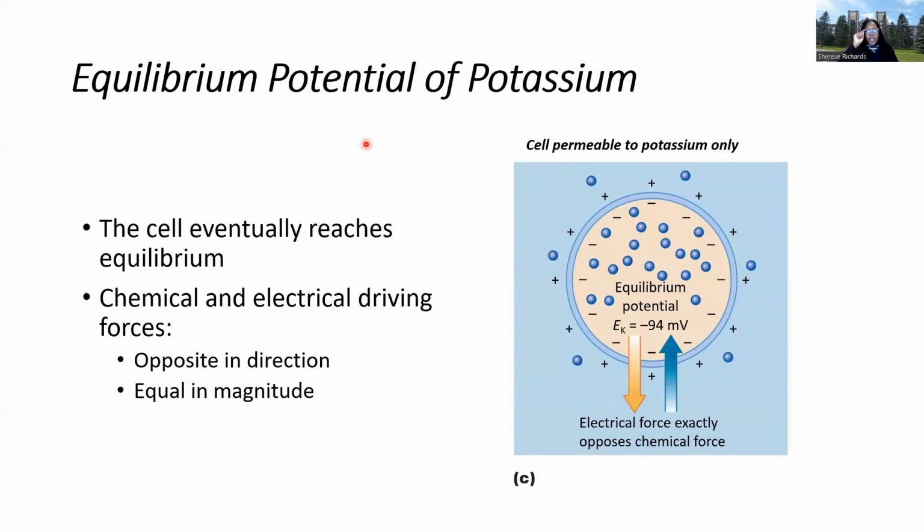So the cell will eventually reach equilibrium, and that is where it is going to get to a state where the chemical and electrical driving forces are the same magnitude, but just in opposite directions. And so here we can see that value, that equilibrium, is going to be negative 94 millivolts, and that is the membrane potential at which potassium is now at equilibrium. All right? So its forces are now balanced out in terms of the opposite movements, and the magnitude will be the same.